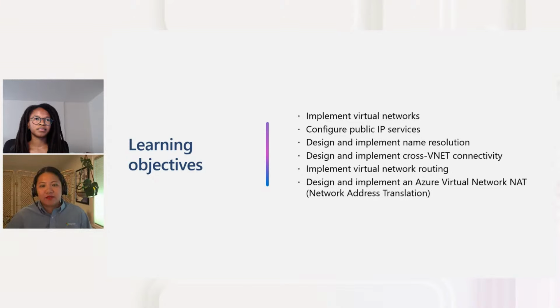Here we have a list of what we've defined as what we hope that you're able to take away from this session. So, learning the foundations of how to implement an Azure Virtual Network, how to configure your public IP services, how to design and implement domain name resolution, design and implement cross-VNet connectivity with VNet peering, implement virtual network routing, and design and implement an Azure Virtual Network address translation service. These are the bullet points that we're hoping to hit in this presentation.